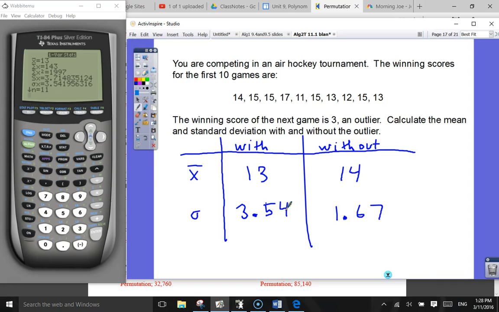Again, if you were doing stats for somebody, you just do them both. Don't make the decision yourself on whether you should include it or not. Let them make the call which one they want to use.